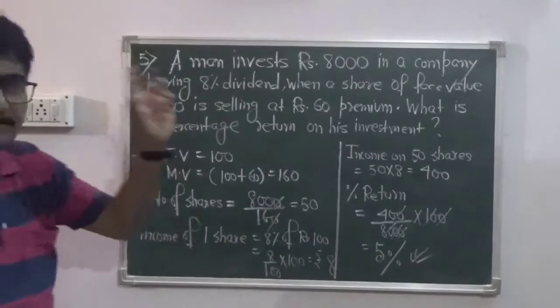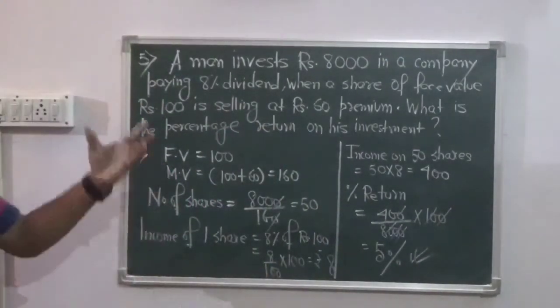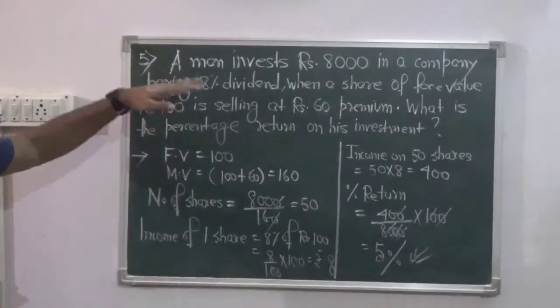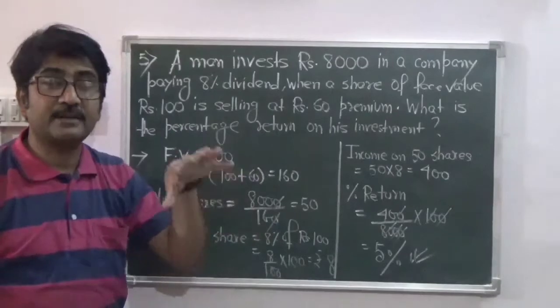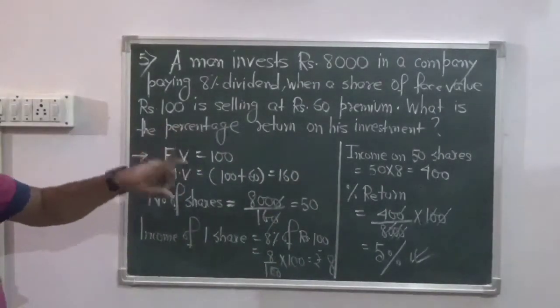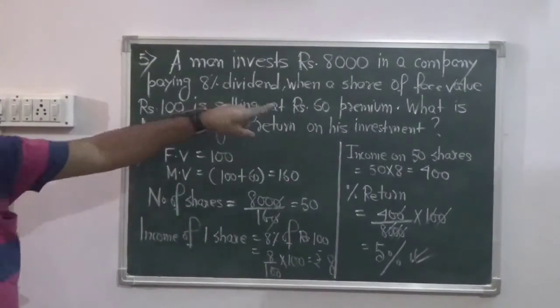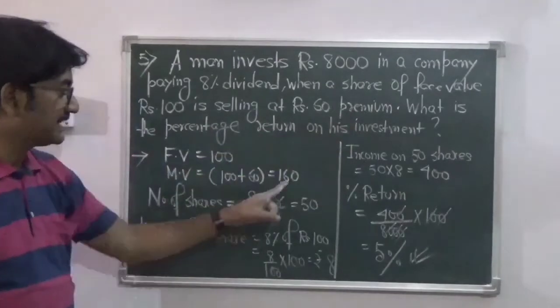So I think it is very much clear what we have done here and what information is given here. First of all, note down each and every detail in the question so that it becomes easier for you to understand and apply the appropriate formula. In the question the face value is given as 100, and the market value is available at a premium of ₹60, so it is 160.